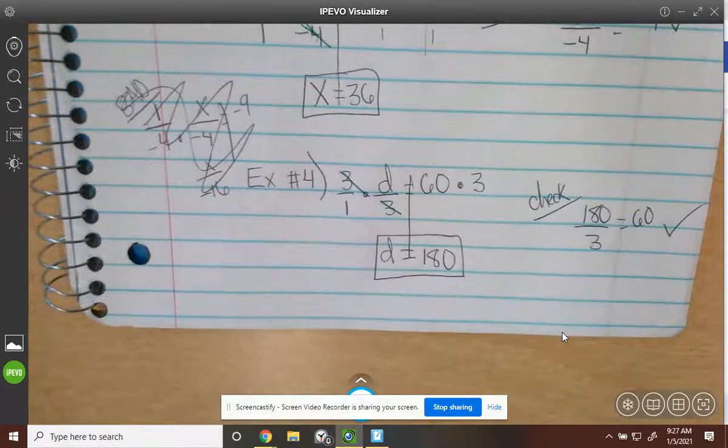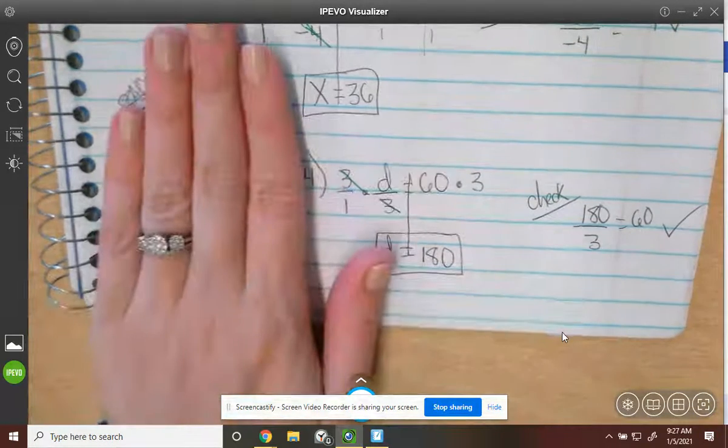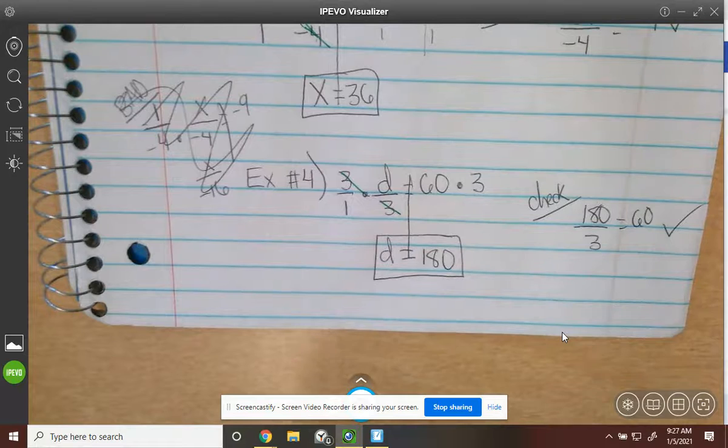All right, once again, your homework is on Go Formative, but I want you to write all the problems down on a piece of paper. Send me a picture of the answers if you get them done. Okay.